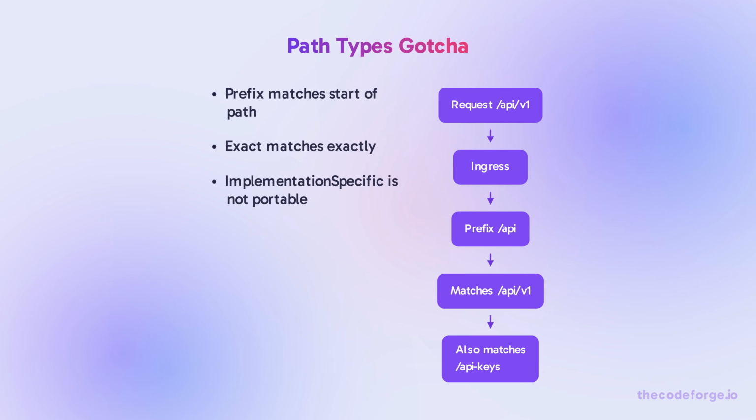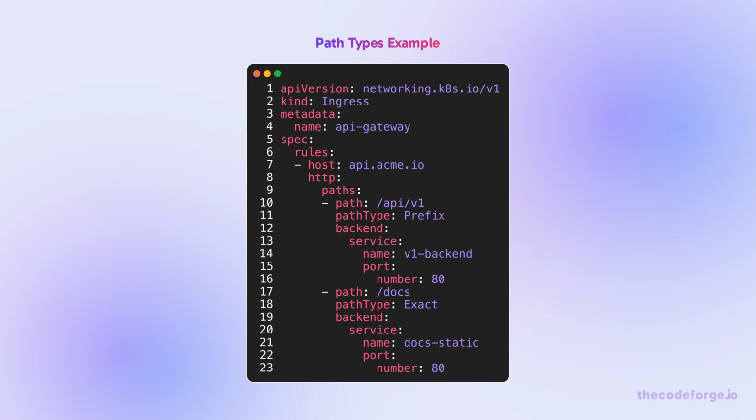Prefix path matching is not regex. A rule for /api will also match /apikeys. Use Exact for literal endpoints and always test with curl. Here, /api/v1 uses Prefix, matching /api/v1/orders but not /apikeys. /docs uses Exact, matching only /docs.